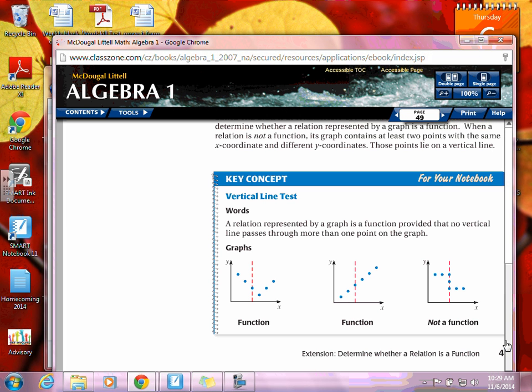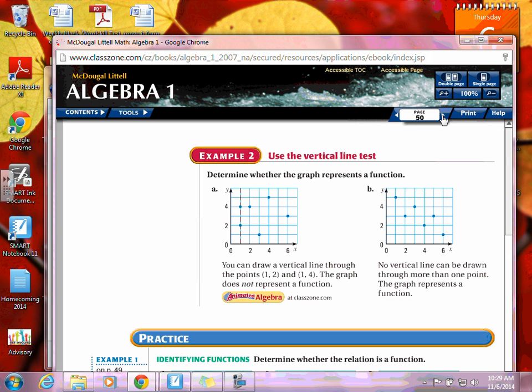Okay. Let's take a look at the next page. It's page 50. Let's look at this one. All right, notice that it does not pass the vertical line test. It's a relation, but it doesn't pass because you'll notice it passes through 2 dots. And then if you look at the next one, that is a function because if I drew a vertical line on any one of those, it would only go through 1 dot.